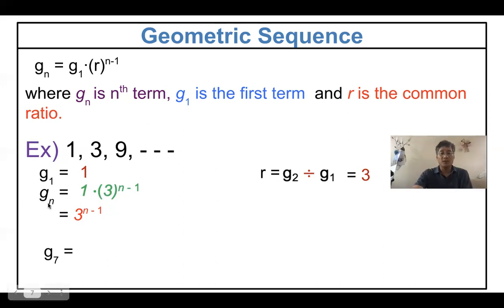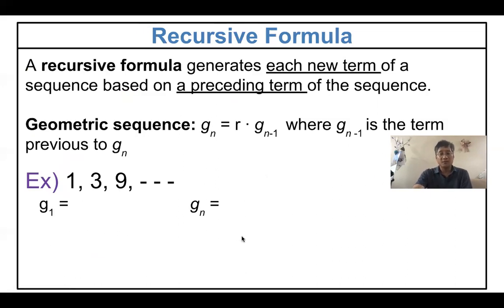So this is the explicit formula, 3 to the n minus 1 power. Then to get the seventh term, what do you do? You plug 7 into n, which is 3 to the 7 minus 1, which is 3 to the 6th power. You put this into the calculator, what do you get? 729. Everybody understand? Easy, right?